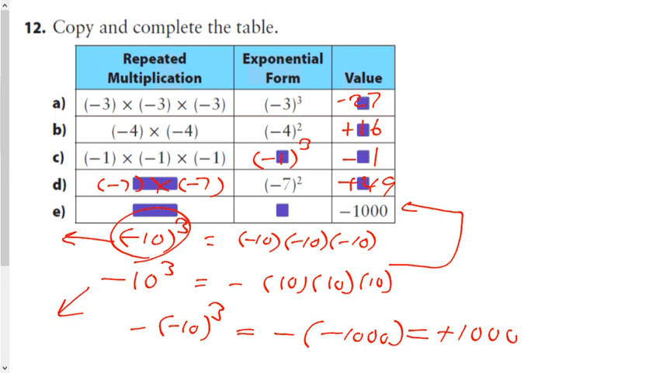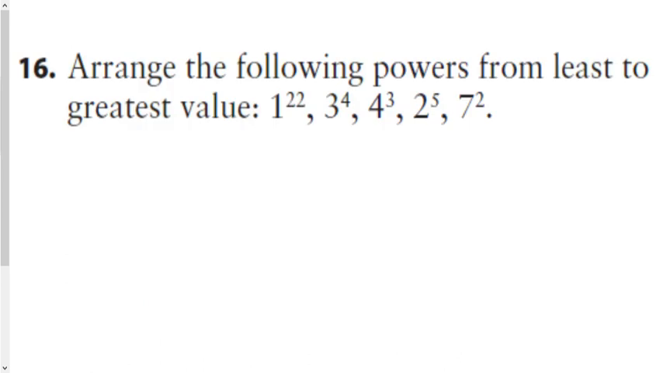Okay. Question 16. Arrange the following powers from least to greatest value. Let's evaluate. What's 1 to the exponent of anything going to be? 1. 3 to the exponent of 4 is 81. 4 to the exponent of 3 is 64. 2 to the exponent of 5, 2, 4, 8, 16, 32. And 7 squared is 49.